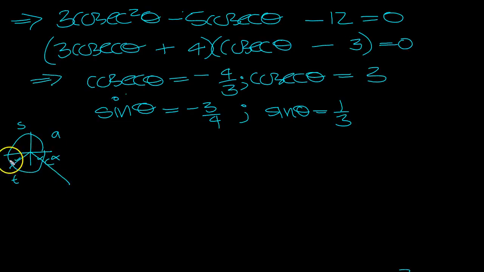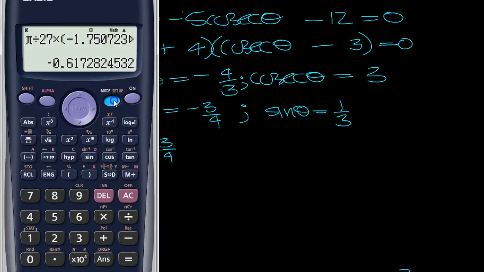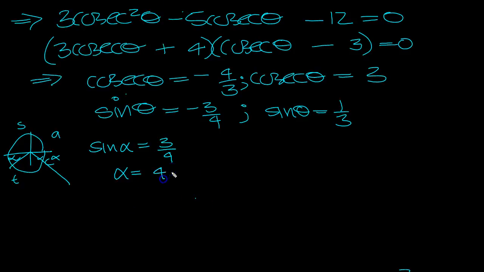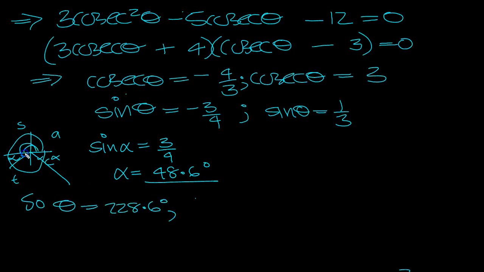2 lines. Alpha, sine alpha. The associated acute angle is 3/4. Drop the negative. Alpha is shift sine 3/4, in degrees mode. So shift sine of 3 divided by 4, wasn't it? 48.59 degrees, 48.6. So there's alpha. Theta will equal, the first one is around here, 228.6 degrees, and the next one is right round to here. 360 minus this, so that's 311.4.